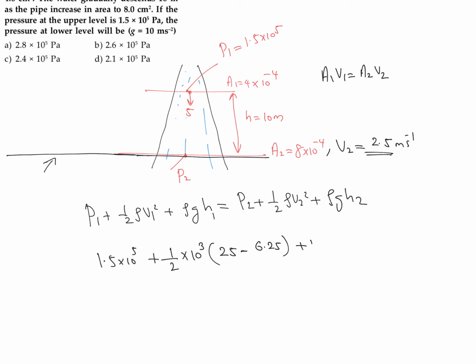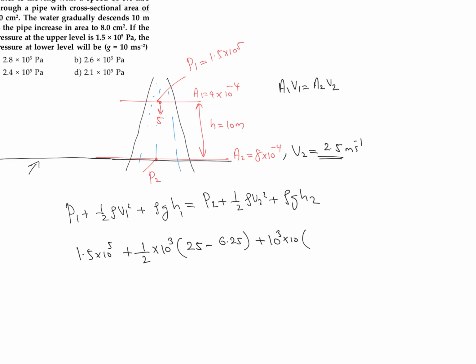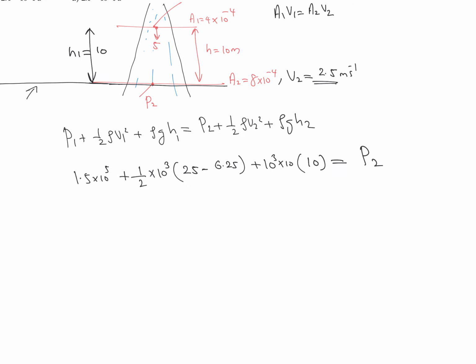I'm taking rho as 10 raised to 3, g we can take as 10, and this H1, that is height from this particular point, we can take as H1 equal to 10 meter, and H2 we are taking this as our reference line, so H2 will be equal to 0. So we can write this as half rho into g into H1. H1 is 10, and this should be equal to the value of pressure P2 over here. Now while solving this, we can find out the value of pressure P2.